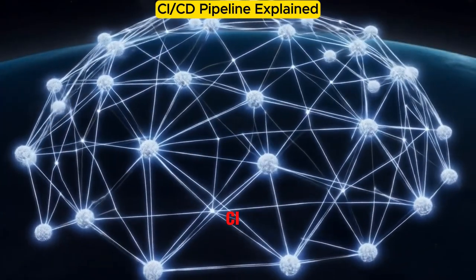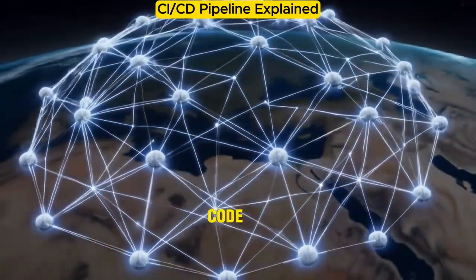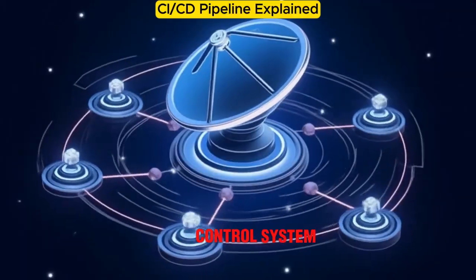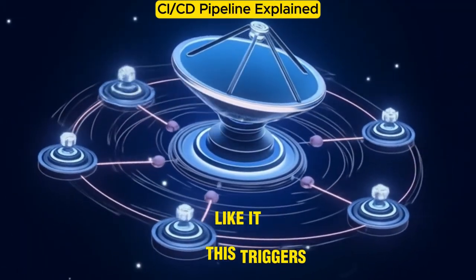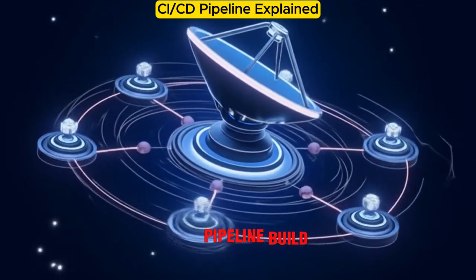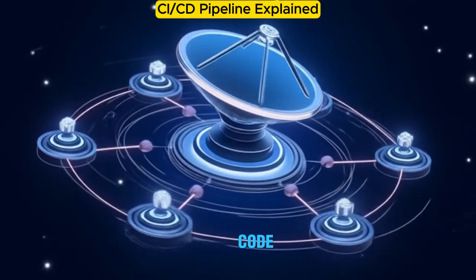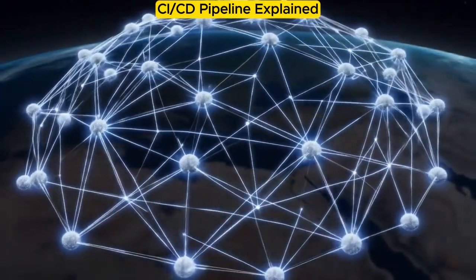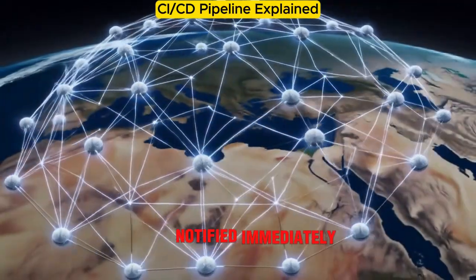Key stages of a CI/CD pipeline. Code commit. Developers write code and push it to a version control system, like Git. This triggers the CI pipeline. Build. The system compiles the code, checks dependencies, and prepares it for deployment. If the build fails, developers are notified immediately.